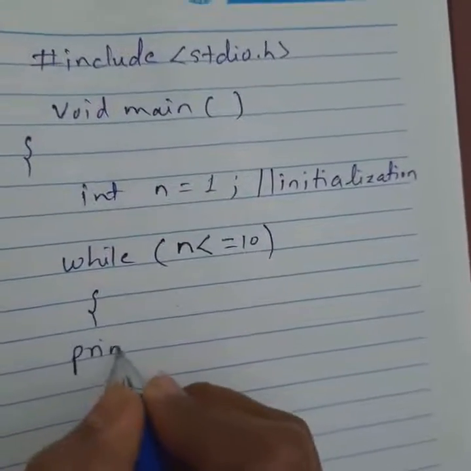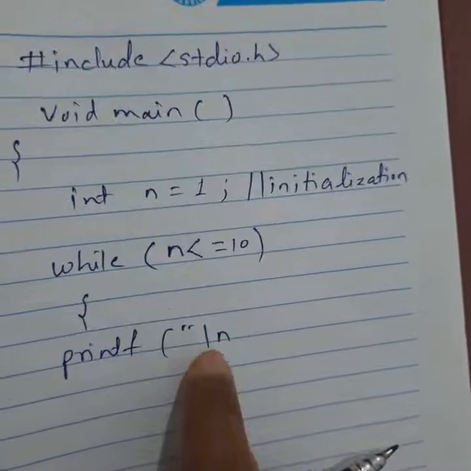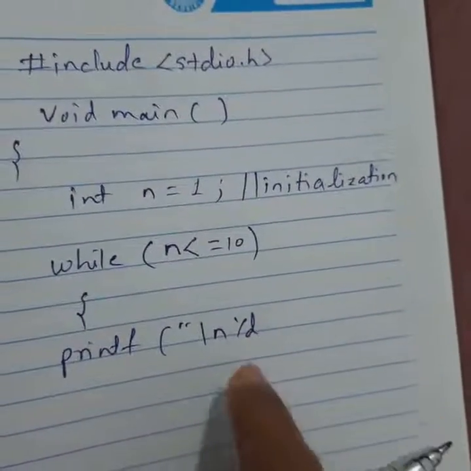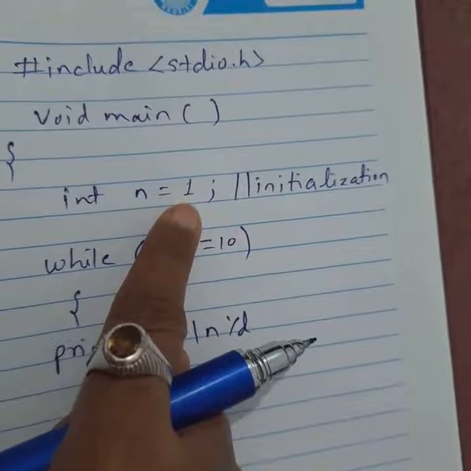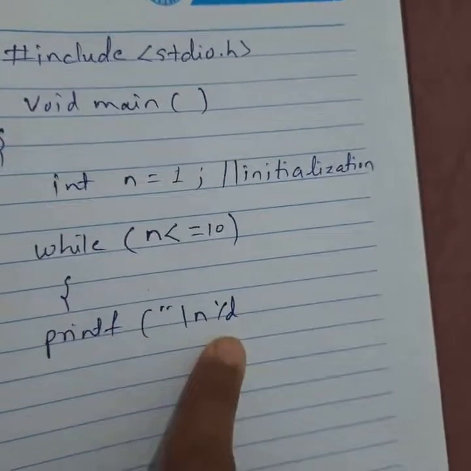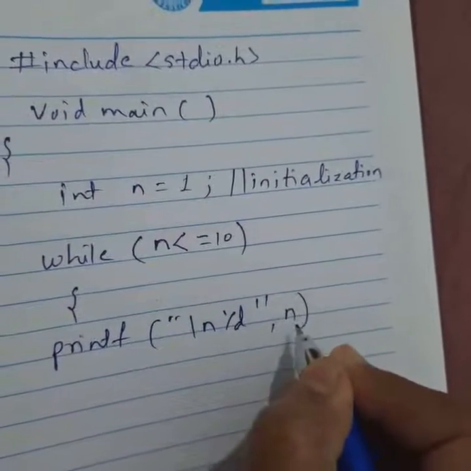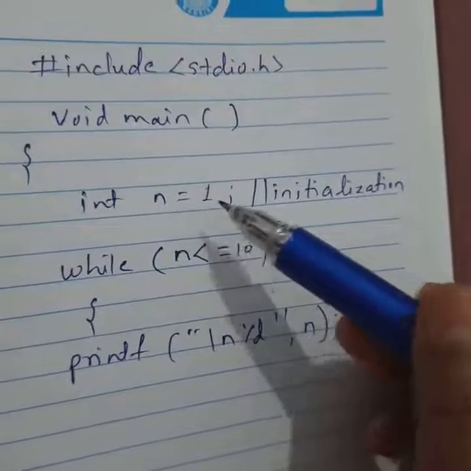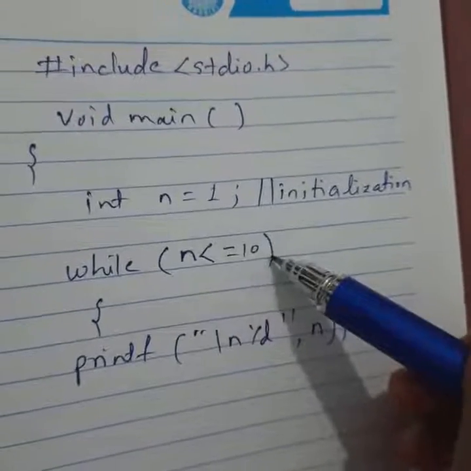We write printf. In printf, we give \n, because \n is used for a new line, and %d will print a number, that is 1 2 3 4 we have to print, and the number is included in the variable n. So we print %d, and since %d is for n, we write n. But n holds only one number, that is 1. We have to print 2 3 4 5 up to 10.